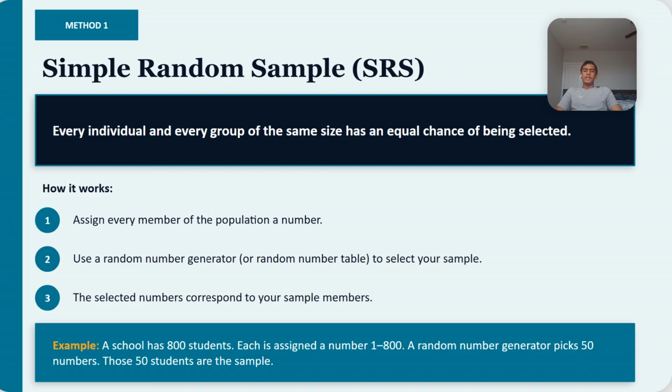So here's method one, the simple random sample, or SRS. This is the gold standard of sampling. The definition: every individual has an equal chance of being selected, and every group of the same size also has an equal chance. Think of it like a lottery, every name in a hat. Nobody has an advantage. In practice, assign every person a number, use a random number generator, or RNG, and whoever comes up is your sample. A school has 800 students, you assign numbers 1 through 800, and randomly select 50. Those 50 students selected are your sample. Clear, fair, and no bias built in.